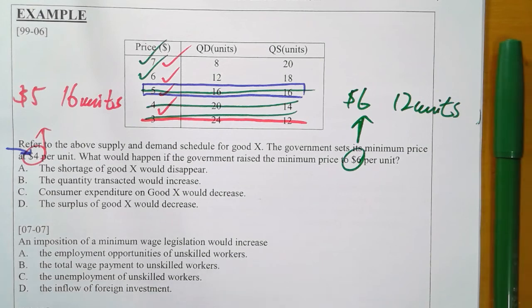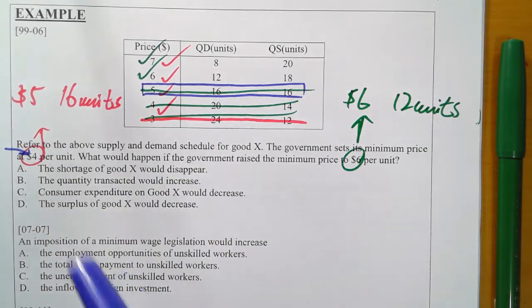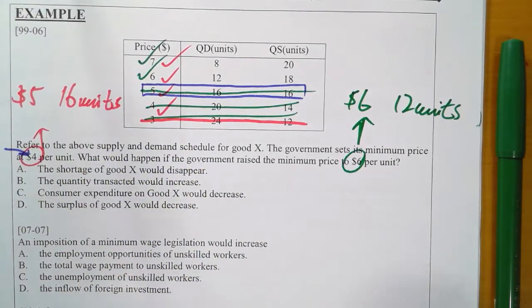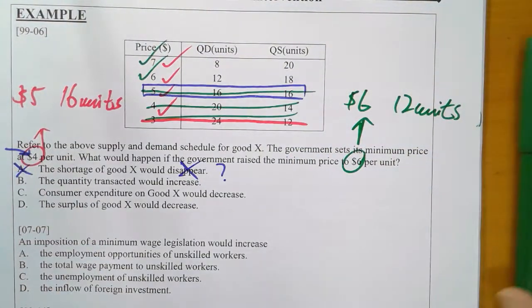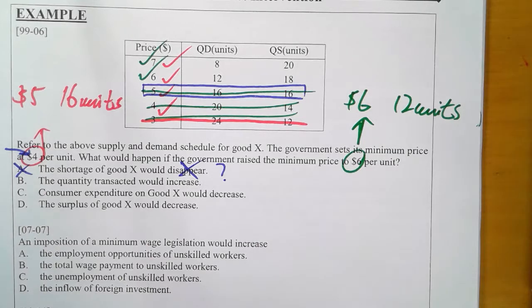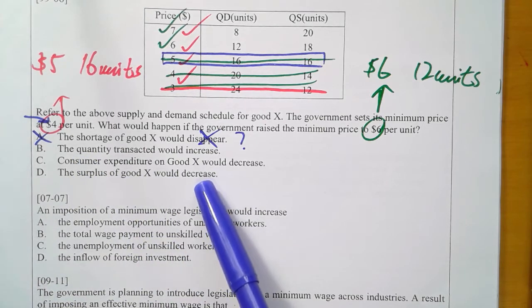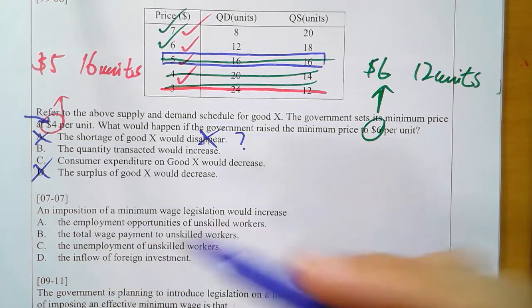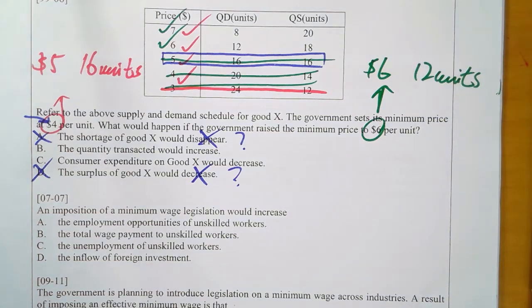Alright, so let's see. The shortage would disappear. 嗱，我想問一個問題啦。嗱 originally, is there any shortage? No. If there is no shortage, how to disappear, right? 冇嘅，點樣 disappear 咧？ It doesn't exist in the beginning to begin with, right? Now, surplus would decrease again. If there is no surplus to begin with, how do we have something to decrease, right? So A and D not correct.